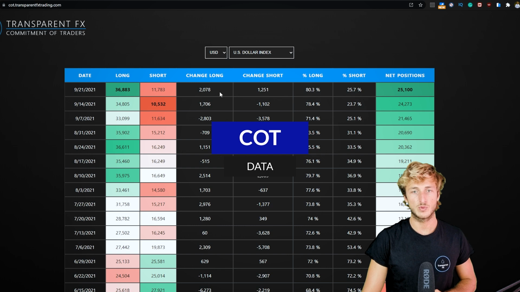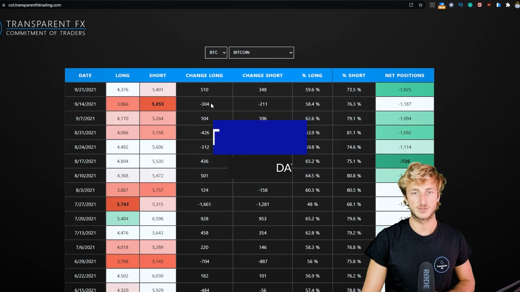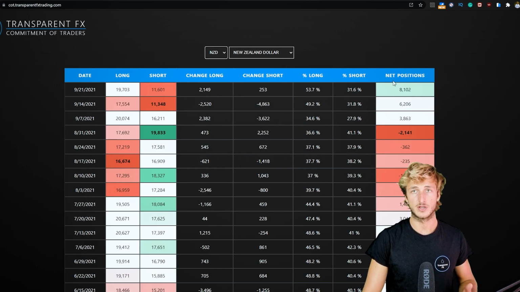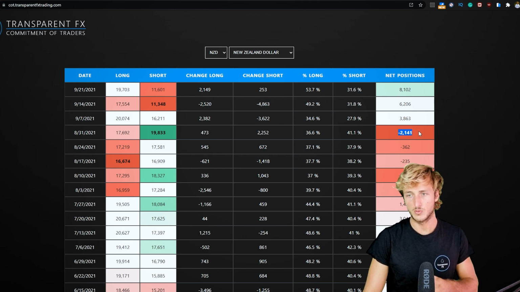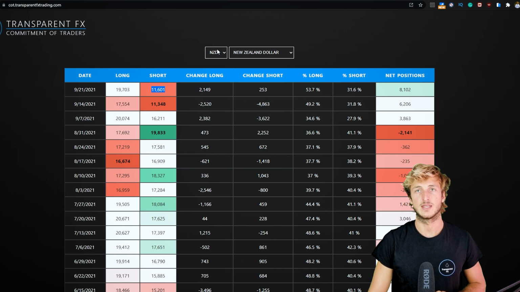Now, if we go and see what we have from a COT perspective, so commitment of traders, which is basically what hedge funds and the non-commercials in the market are doing, we can see how lately net positions have been increasing. In fact, we went from having a negative net positioning of minus 2.1k with 19k shorts and only 17k longs, all the way up to having a positive net positioning of 8.1k with 19k longs and only 11k shorts. Therefore, the NZD has been getting quite strong.